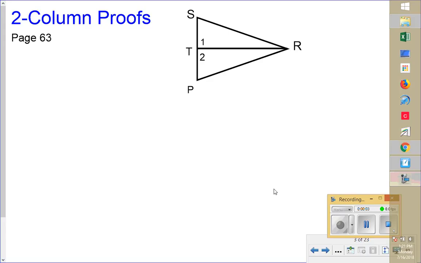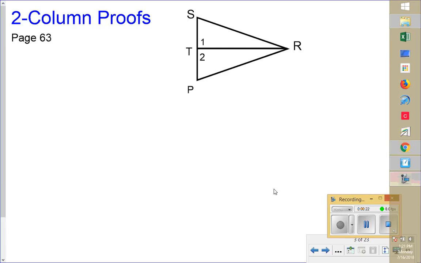Okay, so we are continuing on in Unit 8. We're going to talk about two-column proofs today. These notes will go on page 63 in your packet, so you can turn to page 63. This is the second problem on the page. So look at the problem there on the bottom. We're going to start with this one first.